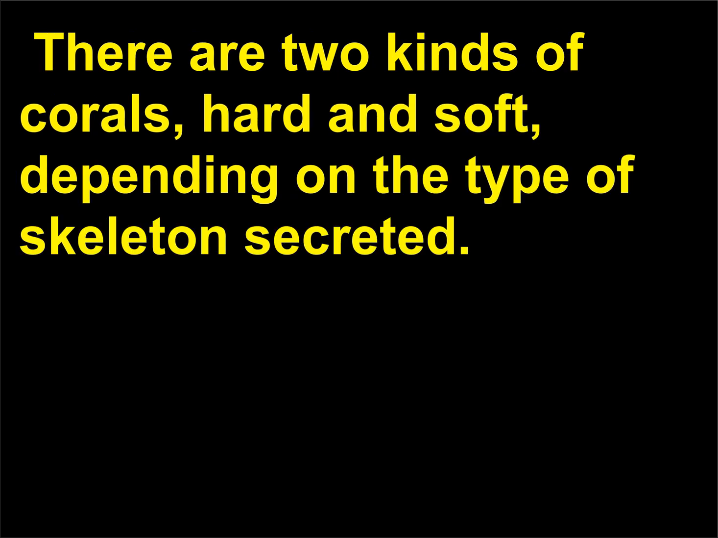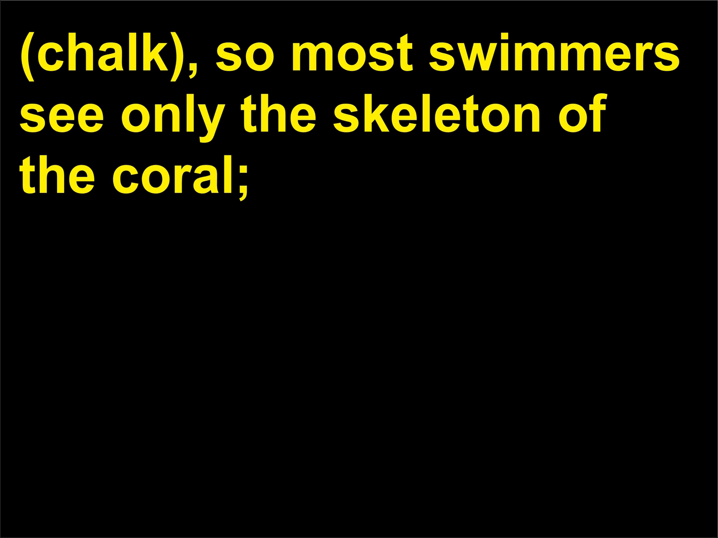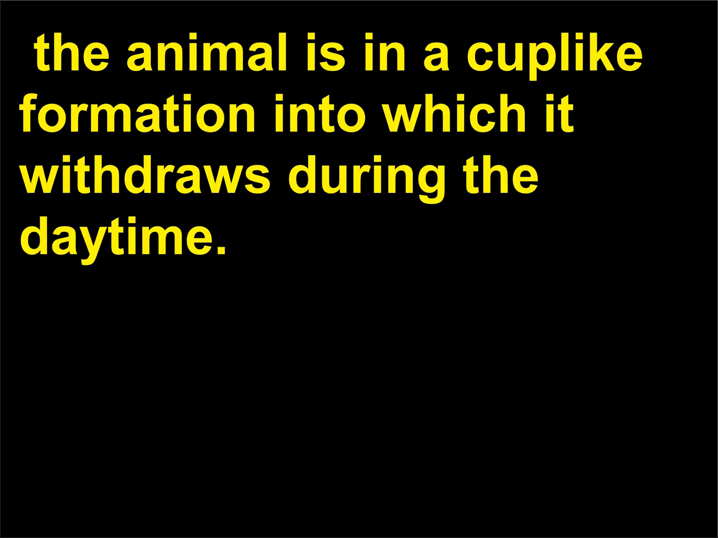There are two kinds of corals, hard and soft, depending on the type of skeleton secreted. The polyps of hard corals deposit around themselves a solid skeleton of calcium carbonate, chalk, so most swimmers see only the skeleton of the coral. The animal is in a cup-like formation into which it withdraws during the daytime.